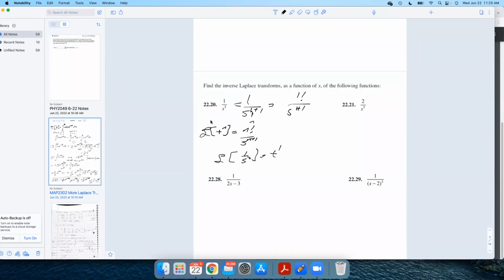The inverse Laplace transform, this is the same problem. The inverse Laplace transform is also linear. That too I can just bring out. The inverse Laplace transform of 2 over s squared is just twice the inverse Laplace transform of 1 over s squared. So the 2 just comes along for the ride. This would be 2t.